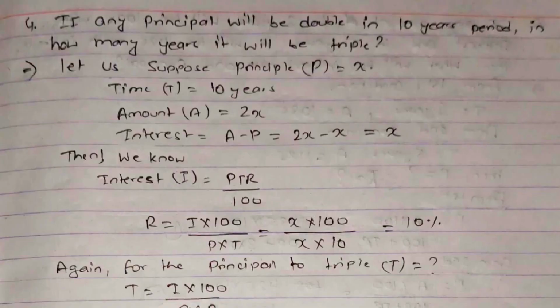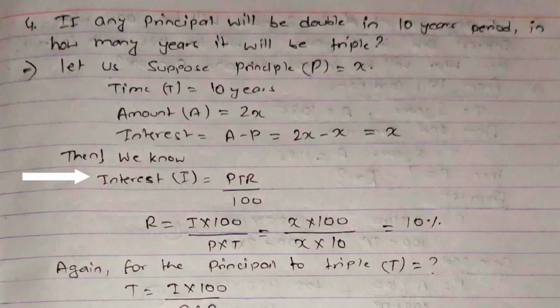Question number 4 goes like this. If any principal will double in a 10 year period, in how many years will it triple? So we have to calculate in how many years the principal will triple if that principal doubles in 10 years. Let us suppose the principal to be x, or you can simply write it as P. I am supposing it to be x, and the time is given to be 10 years. For the first expression, the amount will be 2x. The interest is calculated by subtracting principal from amount. Amount minus principal is equal to interest amount. 2x minus x, where 2x is the amount and x is the principal. Subtracting those two, we get the interest amount to be x.